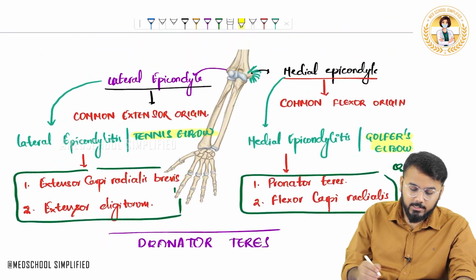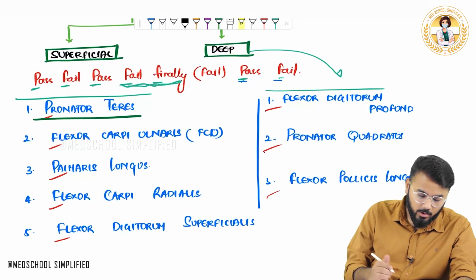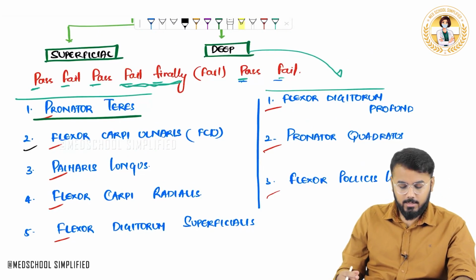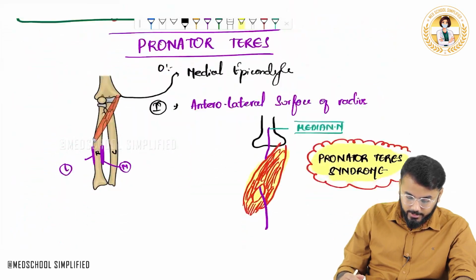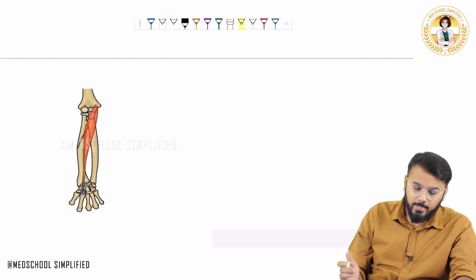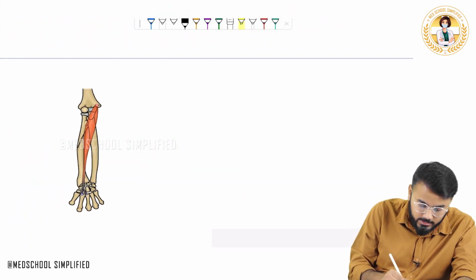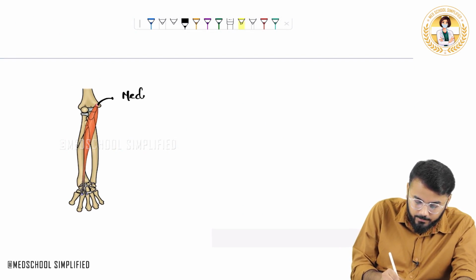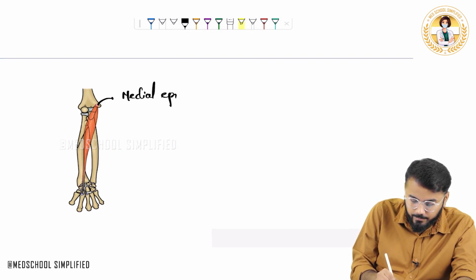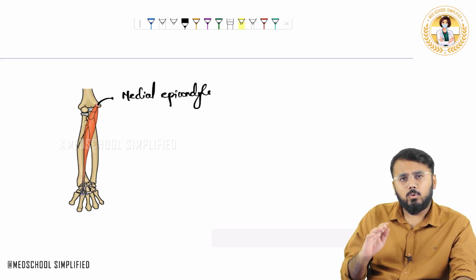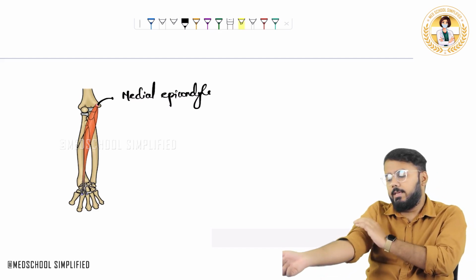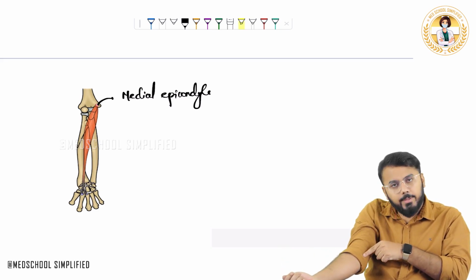After pronator teres, the second muscle which we went on was our flexor carpi ulnaris, right. So let us look at flexor carpi ulnaris. Now look here, what is the origin of this? Origin is again the medial epicondyle. Guys, look here very carefully. This muscle starts from the medial epicondyle.